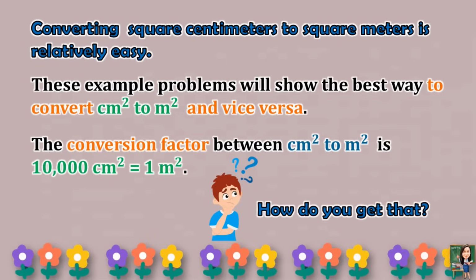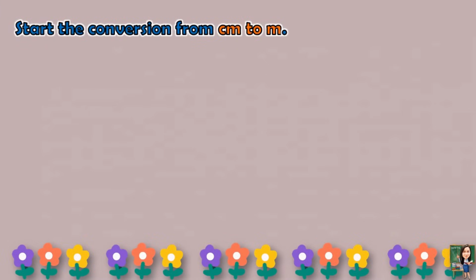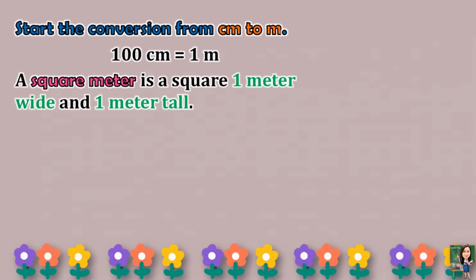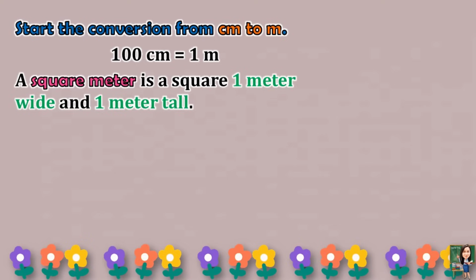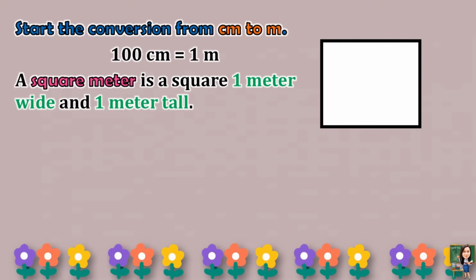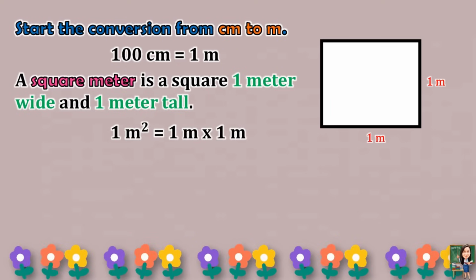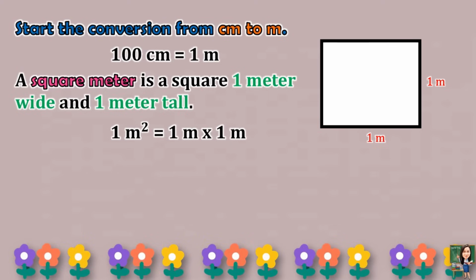How do you get that? Start the conversion from centimeters to meters. 100 centimeters is equivalent to 1 meter. A square meter is a square 1 meter wide and 1 meter tall. Here is the illustration: 1 meter wide and 1 meter tall. So 1 square meter equals 1 meter times 1 meter.